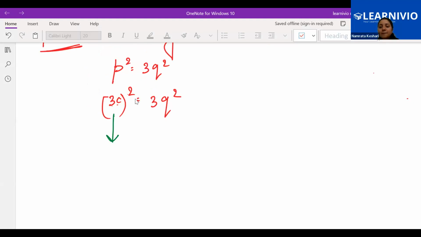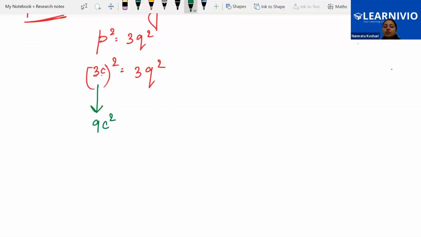Aisha, Sumaya. We will be having 9C square. This square is for 3 also and for C also. It will become 9C square. The other side is just 3Q square. Then we will be doing the cancellation. Here 9 is there, here 3 is there.